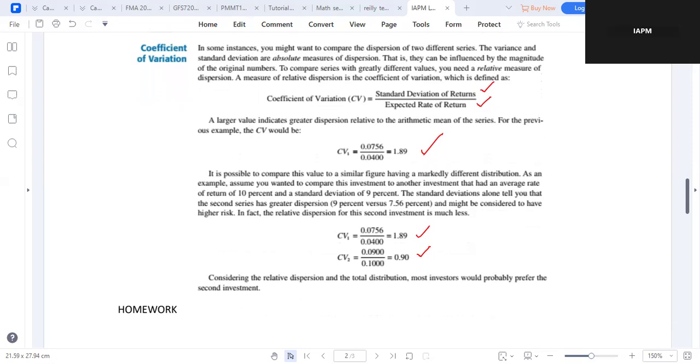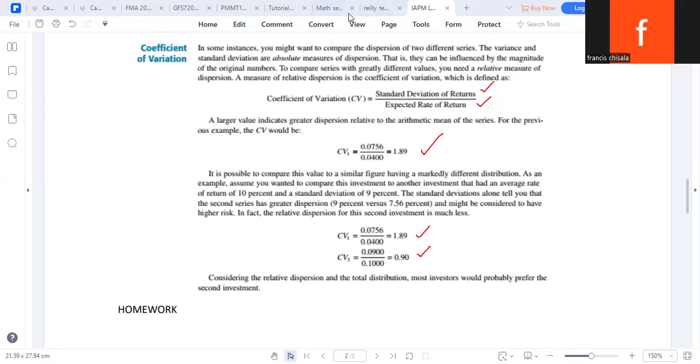So depending, if it's a risk seeker, they'll go for investment one. They're aggressive, okay? If you are risk averse, you go for investment two, which most of the investors will go for because the relative dispersion is higher in the first one than the second one. So the ability to attain your expected return is more on the second investment. Is that clear?